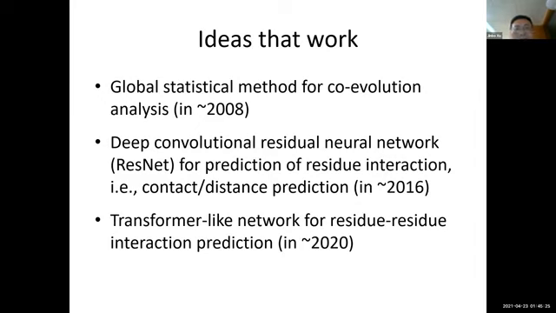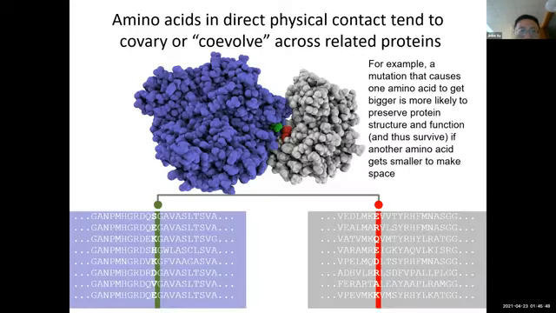The first idea is a global statistical method for coevolution analysis. The second one is a deep convolutional residual neural network for prediction of contact or distance. And finally, a transformer-like network for contact prediction. I'm going to explain these three ideas.